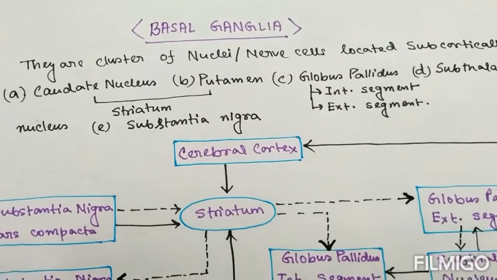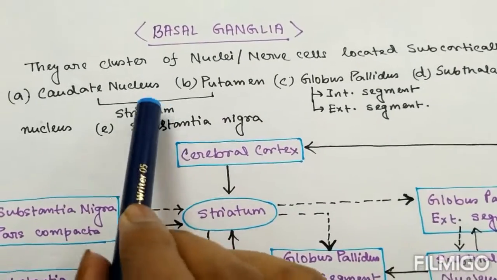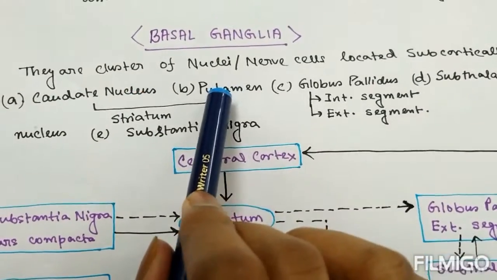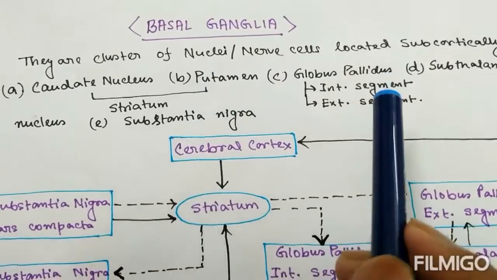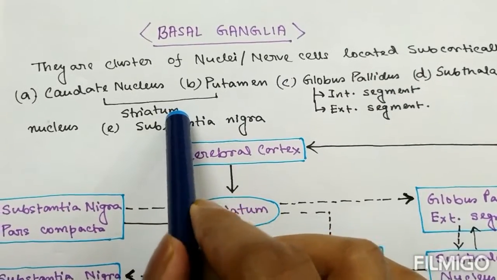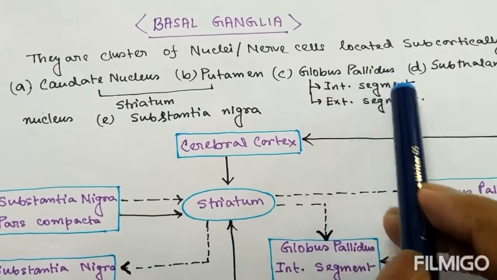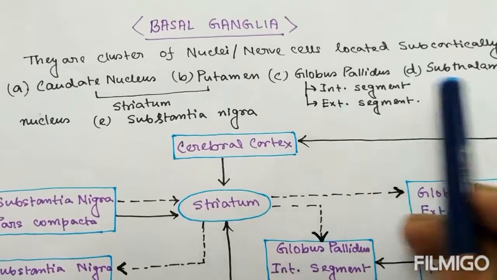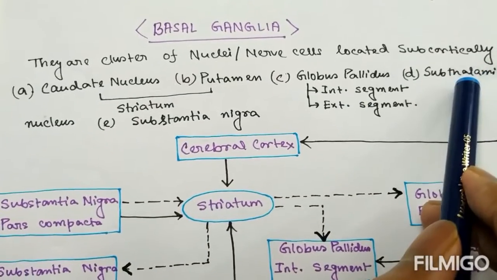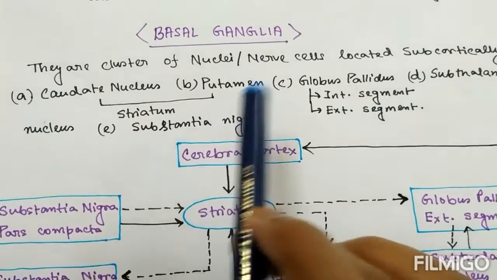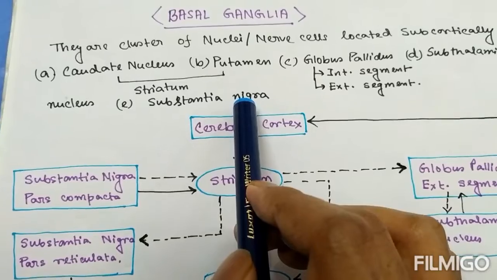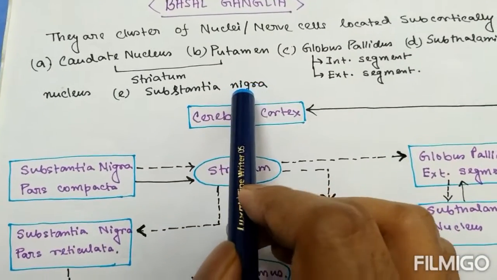And the nuclei are mainly 5 types: number 1, caudate nucleus, number 2, putamen. Both this caudate nucleus and putamen form the striatum. Number 3, globus pallidus, which has both an internal and external segment. Number 4 is the subthalamic nucleus, and number 5 is the substantia nigra, which again is divided into pars compacta and pars reticulata.